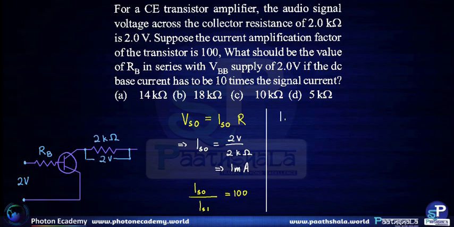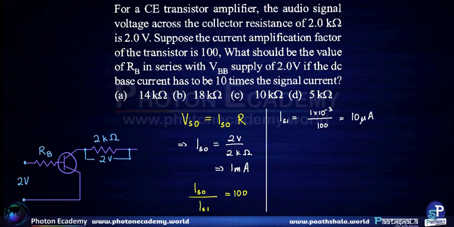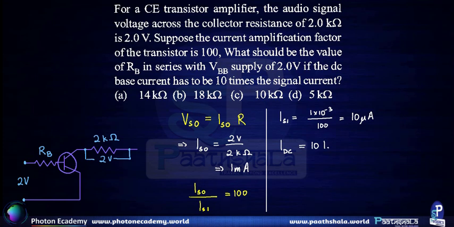Therefore, the input signal current is equal to 1 milliampere divided by 100, which is equal to 10 microamperes. Now the DC base current has to be 10 times the signal current, or IB, or let's call it IDC for the DC current, equal to 10 times the input signal current. So this would be equal to 100 microamperes.